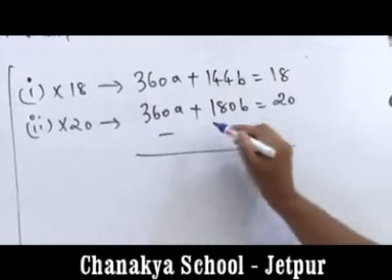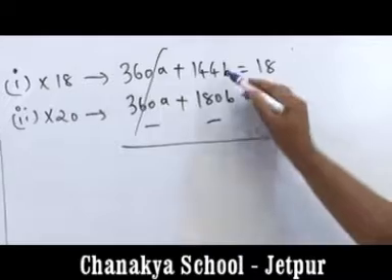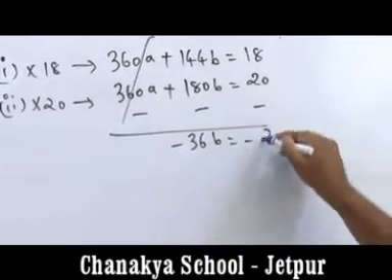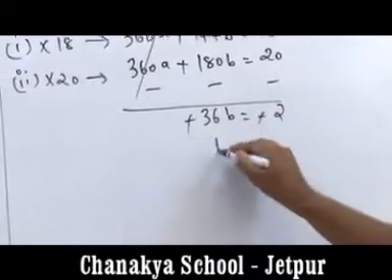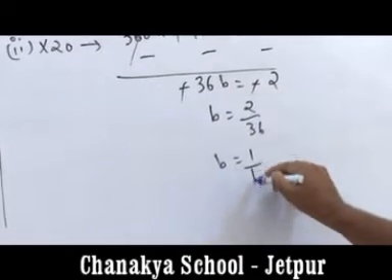Okay, now changing sign, minus minus minus, 360a is eliminated. Here minus 36b equal to minus 2. Okay, b equal to 2 by 36, b equal to 1 by 18.